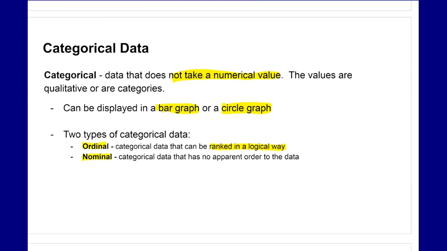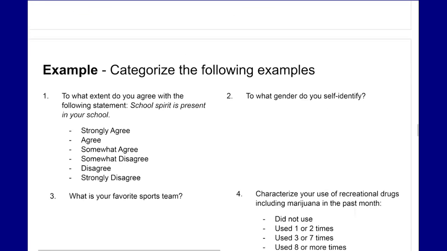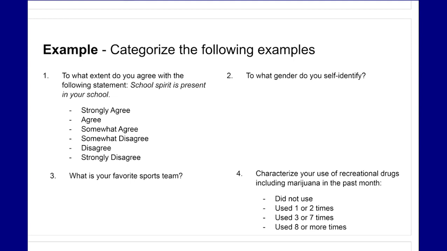Nominal is categorical data that has no apparent order to it. So that might be something like comparing your favorite colors, your favorite types of food, your favorite sports teams, things like that. So let's look at 4 different examples and see if they are ordinal or nominal, right? Again, with ordinal, think of there being an order, a logical way of arranging them.